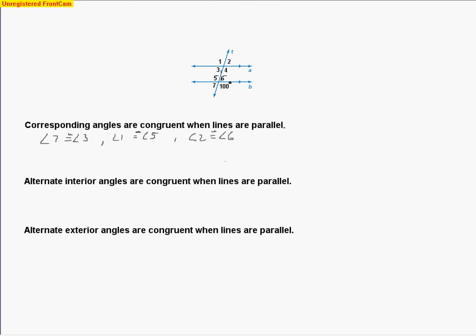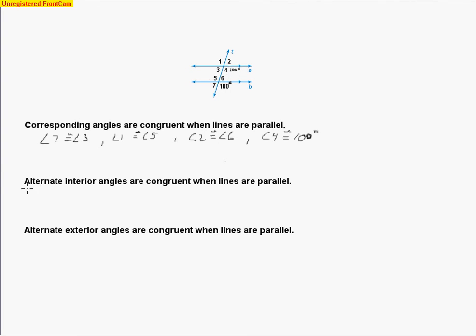So 2 and 6 are in the same location, both on the upper portion of the four angles and to the right of the transversal. And the last one is angle 4 and that 100-degree angle. And so that's why it's important, because now we see that angle 4 is 100 degrees. That means all the angles that are going to end up being the bigger angle, the obtuse angle, are going to be 100 degrees.